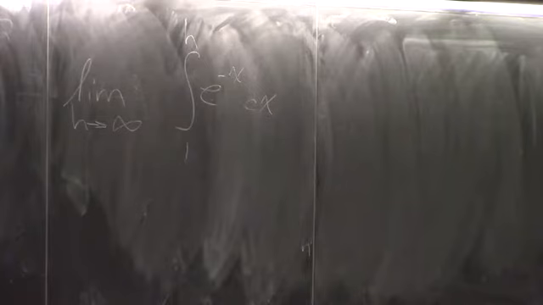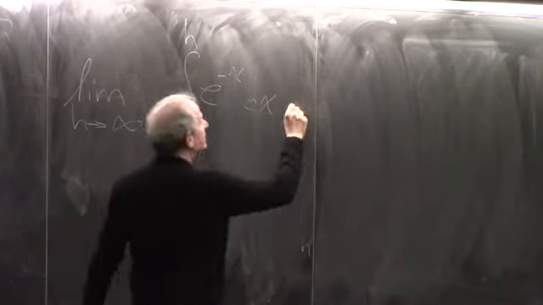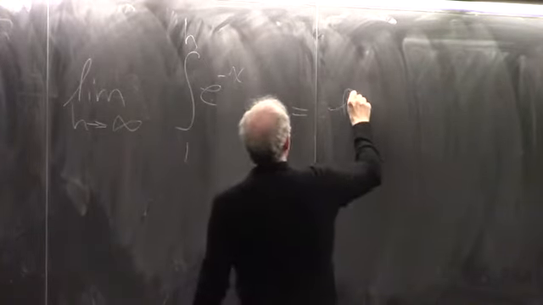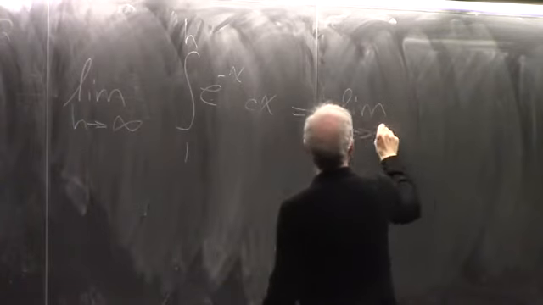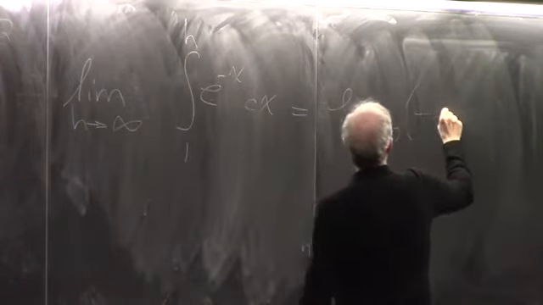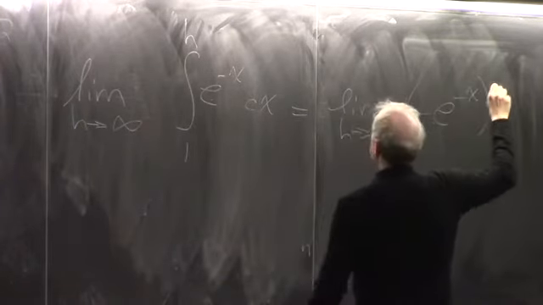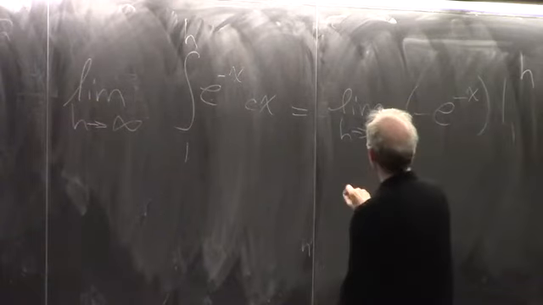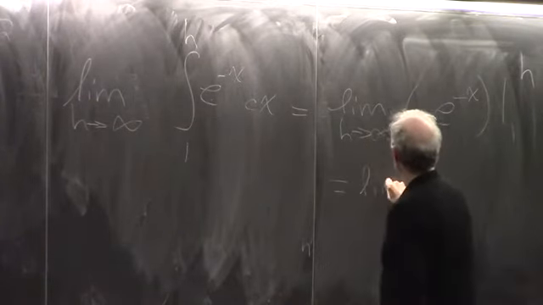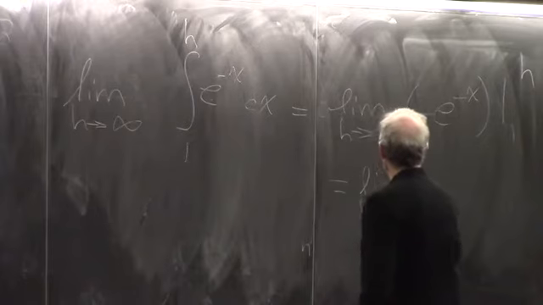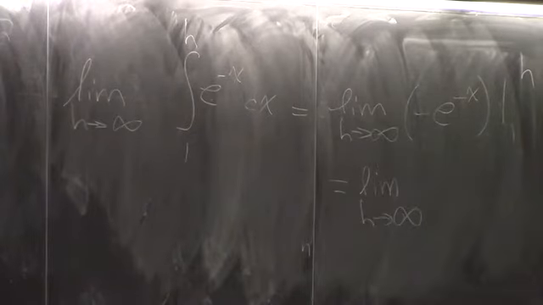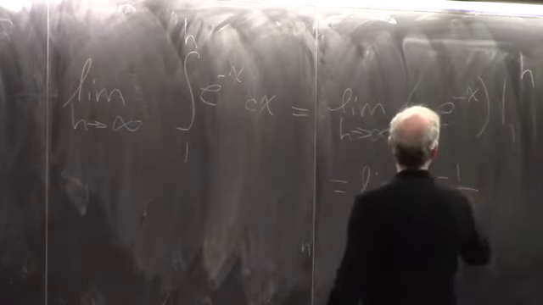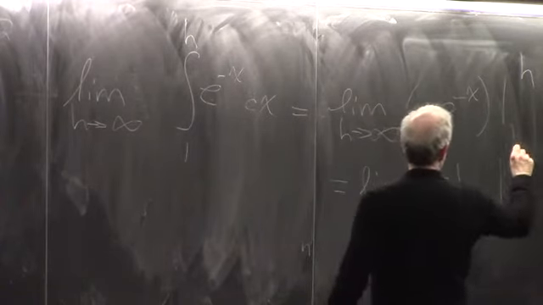So we just have to integrate e to the minus x. The integral of e to the minus x is minus e to the minus x. So it's a limit as h goes to infinity of minus e to the minus x, from 1 to h. Minus e to the minus x is negative 1 over e to the x, from 1 to h.